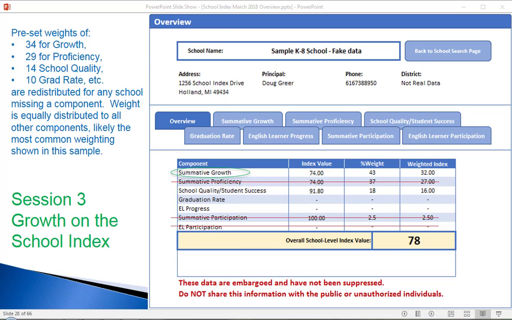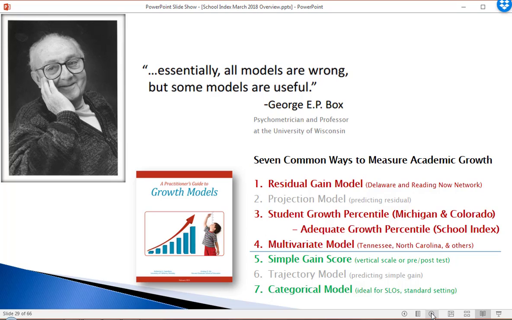So in this example, we are going to look at a new type of measure that's been used in both the parent dashboard and in the school index, called an adequate growth percentile. Let's begin by reviewing some of the different growth measures from the CCSSO and their practitioner's guide to growth models.